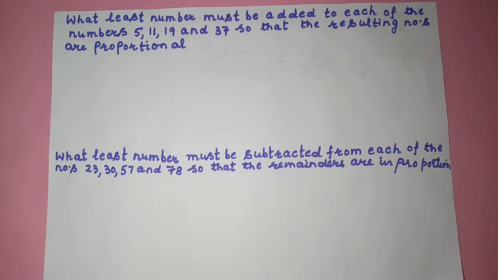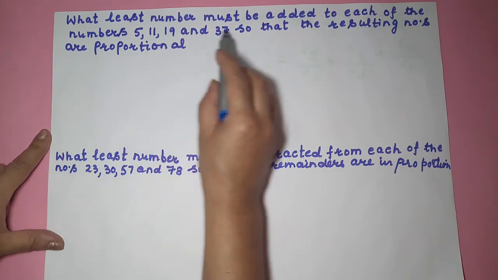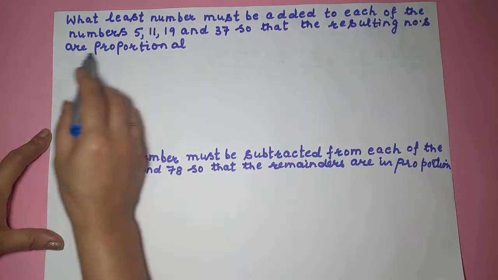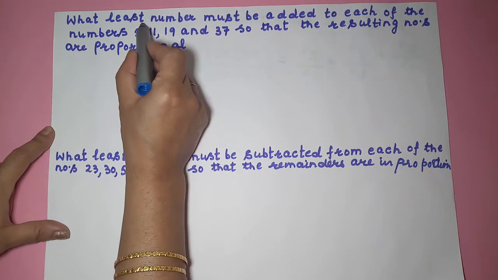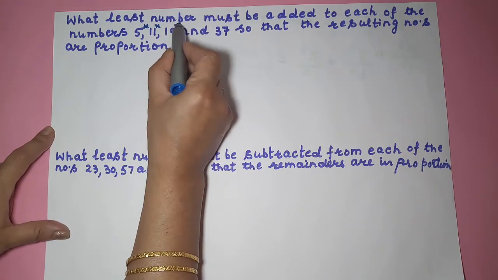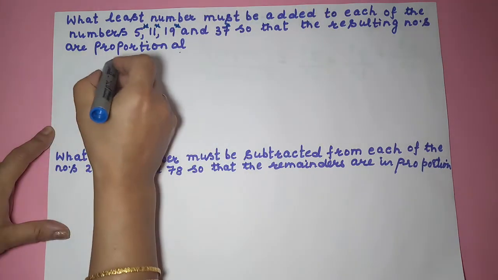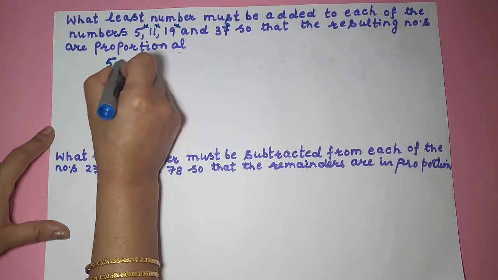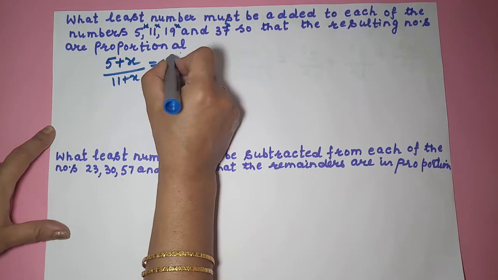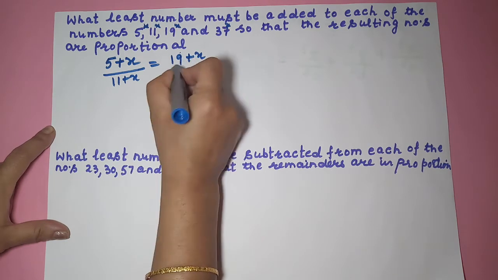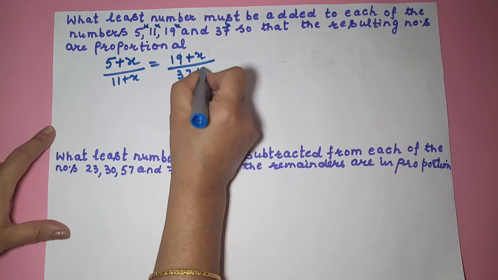Now, next sum. In the next sum, he is saying what least number must be added to each of the numbers, that is 5, 11, 19 and 37, so that the resulting numbers are in proportion. So we will say let x be added to each of these numbers so that they are in proportion. So how will we write this? 5 plus x upon 11 plus x is equal to 19 plus x upon 37 plus x.